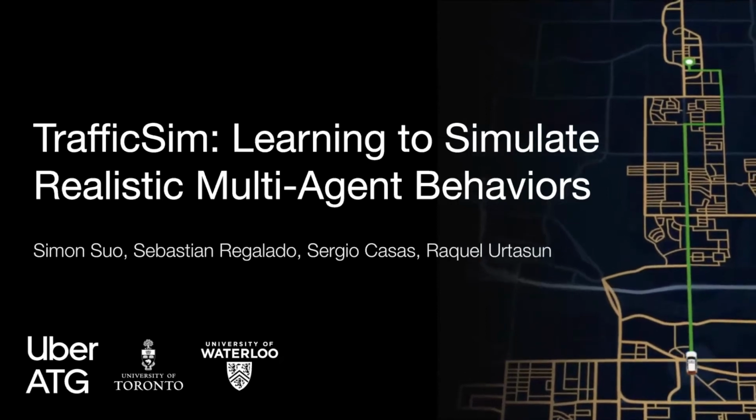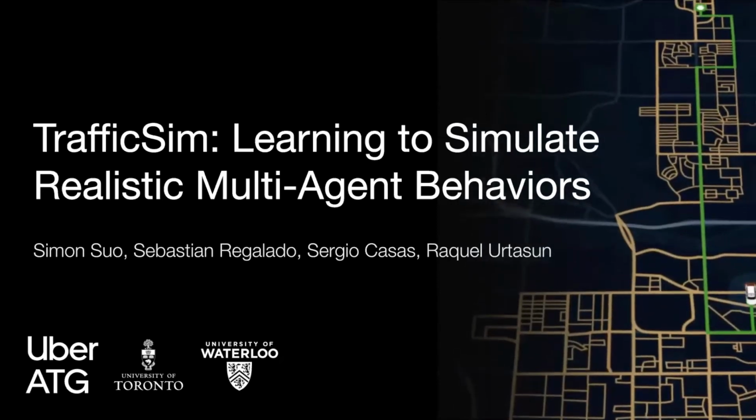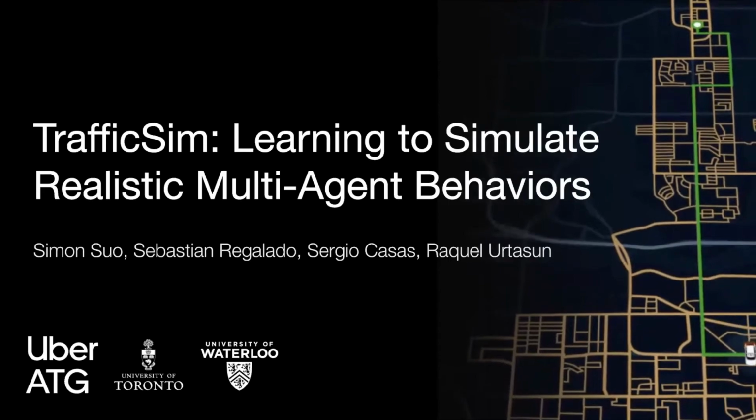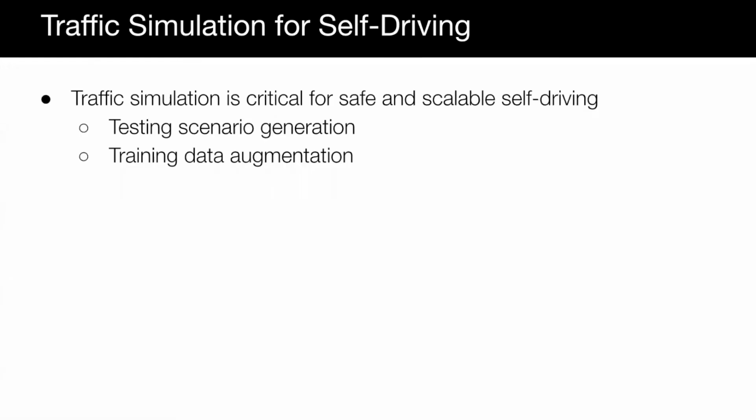In this work, we present TrafficSim, learning to simulate realistic multi-agent behaviors. Simulating realistic traffic scenarios is a critical step towards enabling safe and scalable self-driving. It allows us to generate testing scenarios at scale and augment training data for autonomy models.